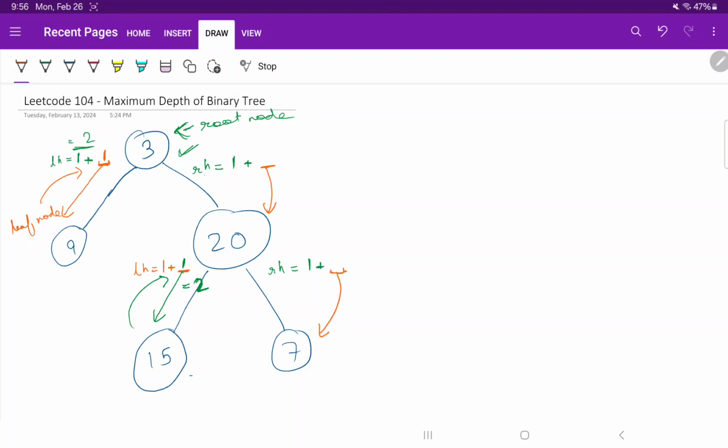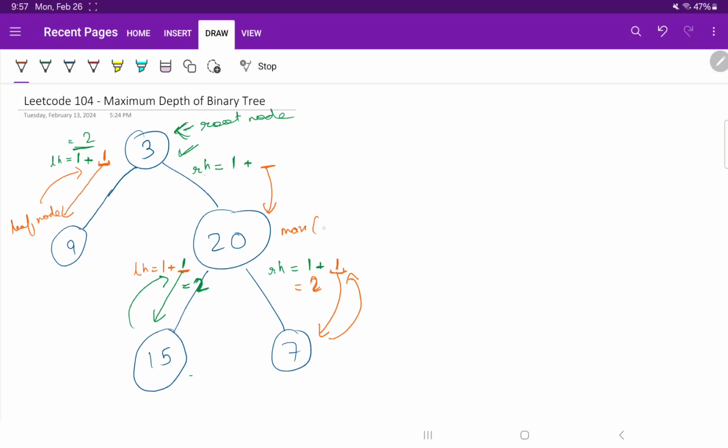So we now recursively check into the right child of node 20, which is node 7, for the depth for that. Since it's a leaf node, this returns 1, since the depth of a leaf node is considered to be 1. So the right height for node 20 evaluates to be 2. Now node 20 returns the maximum depth.